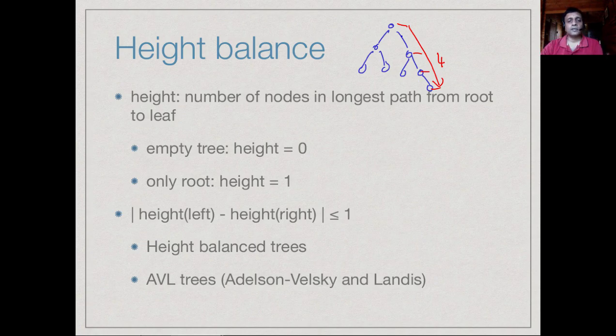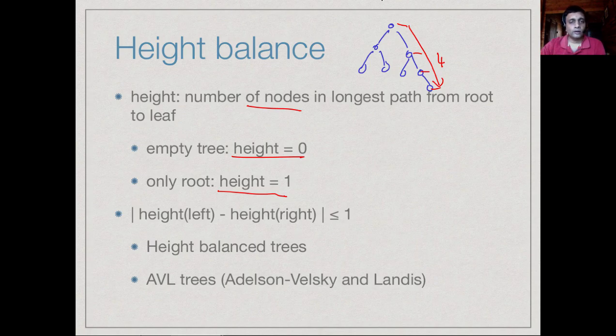The reason we measure in terms of nodes is that then we can distinguish easily the empty tree from the tree with only a root. If you measure in terms of edges, the tree with only a root will have height 0 because there are no edges, and so would the empty tree. Whereas if we measure in terms of nodes, then the empty tree has height 0 and the tree with only the root has height 1. So we can distinguish these two. And now, in keeping with our earlier relaxation of the size condition, a height balanced tree will be one where the height of the left and the height of the right differ by at most 1.